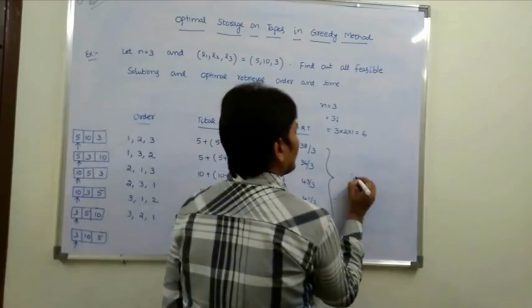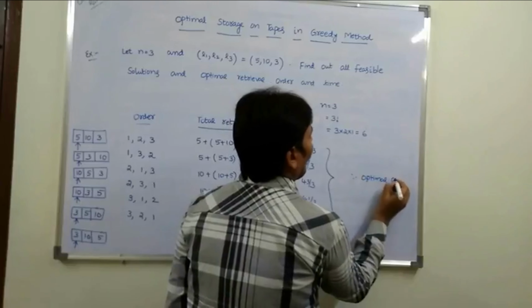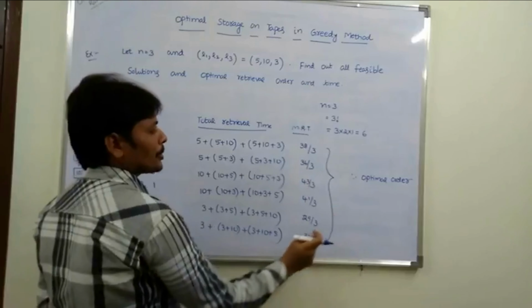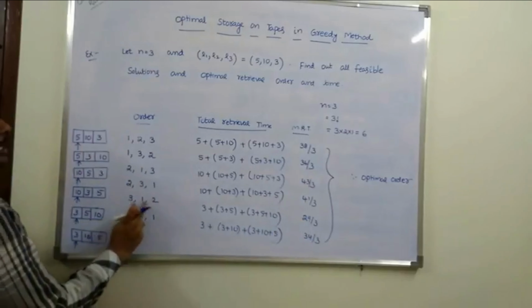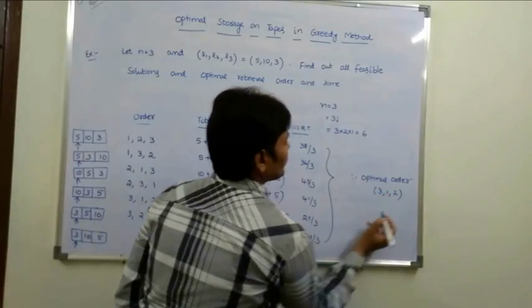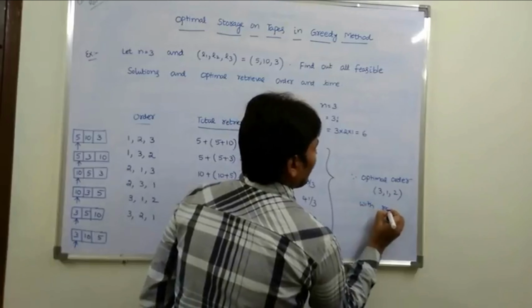So therefore, the optimal order among these, 29/3 is the minimum. So the order is 3, 1, 2, with the retrieval time.